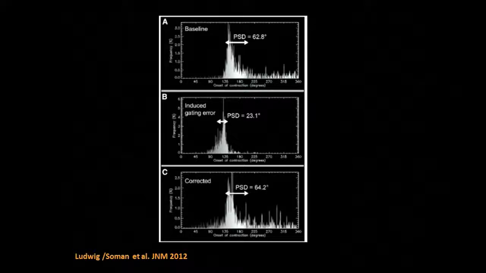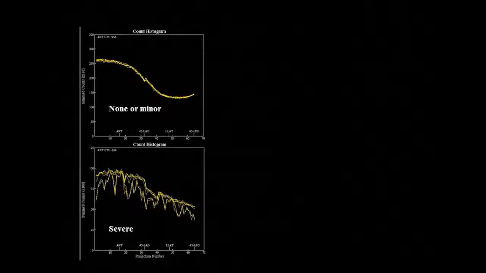So gating errors result in artifactual reduction in dysynchrony or improvement in synchrony, even though there is dysynchrony, but gating errors can also artificially produce dysynchrony. And if you correct that with the software approach that they use using MATLAB, then you can essentially match the true pattern of dysynchrony as shown there.